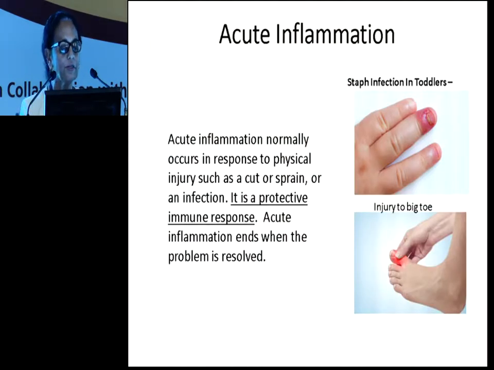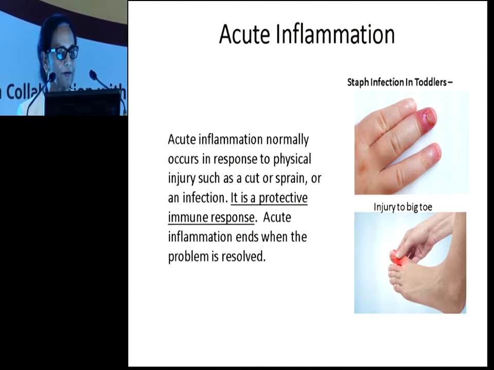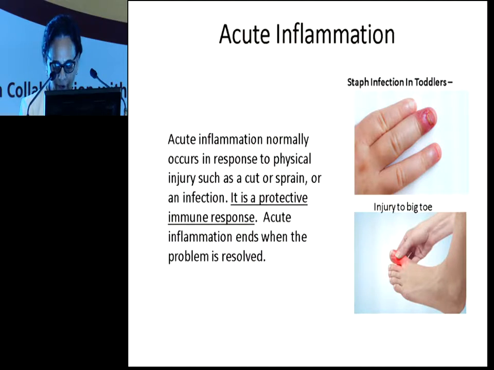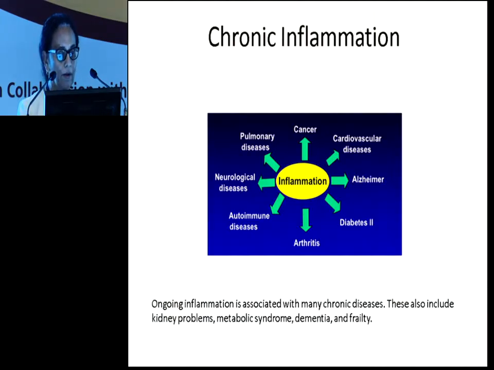So inflammation you can think of in two ways. One is acute inflammation and the other is chronic. Acute inflammation is really a protective immune response that normally occurs after an injury such as a physical cut or a sprain or an infection. And once the problem is resolved, the acute inflammation ends. But if the problem persists, then you get what is called chronic inflammation.